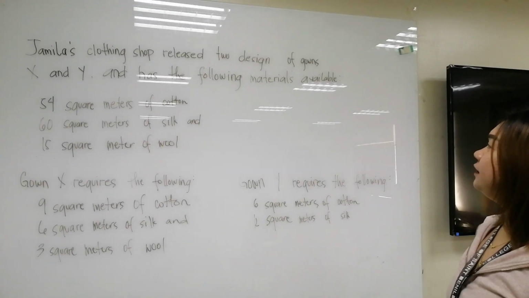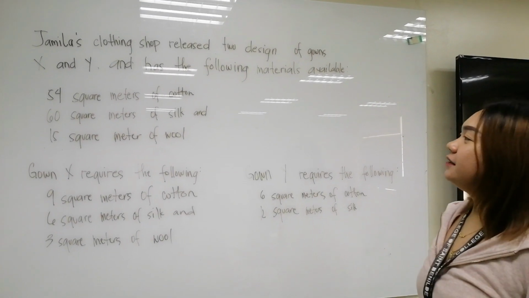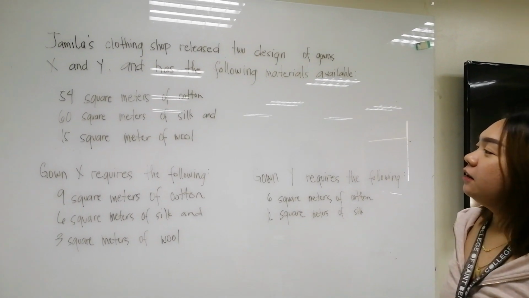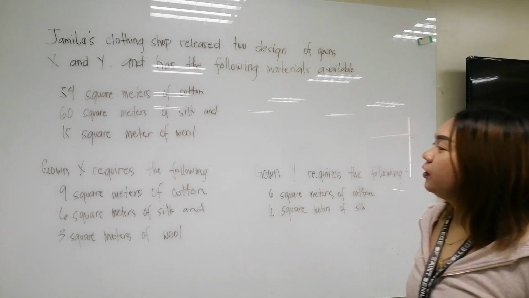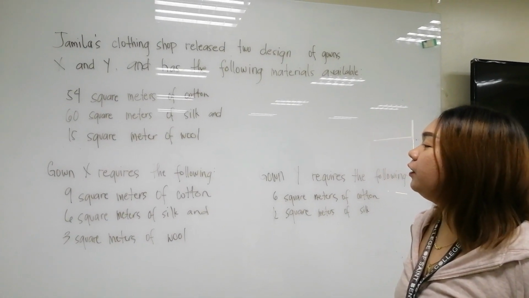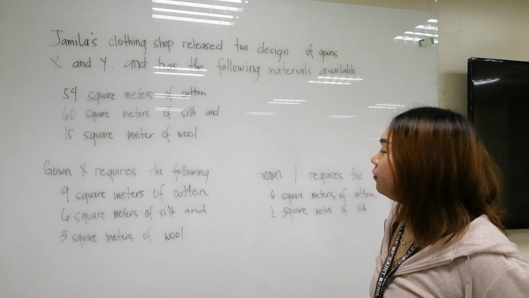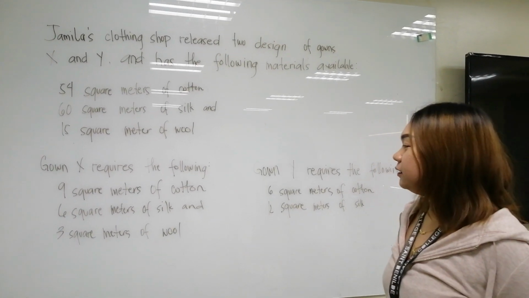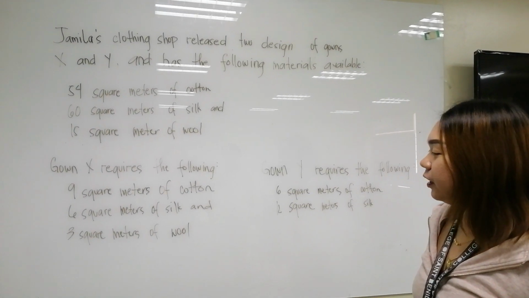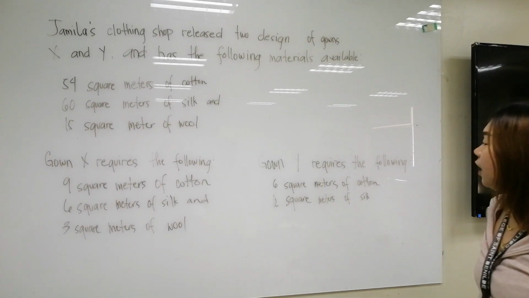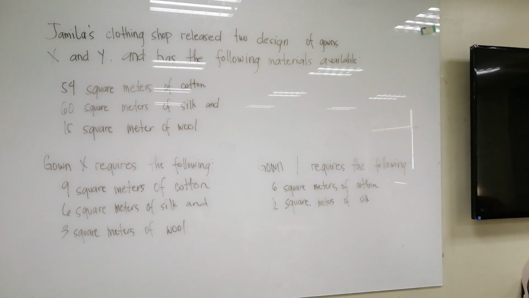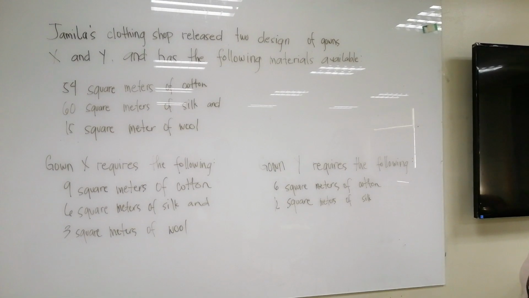A shop released two designs of gowns, X and Y, and has the following materials available: 54 square meters of cotton, 60 square meters of silk, and 15 square meters of wool. Gown X requires the following: 9 square meters of cotton, 6 square meters of silk, and 3 square meters of wool. Gown Y requires the following: 6 square meters of cotton, 12 square meters of silk.